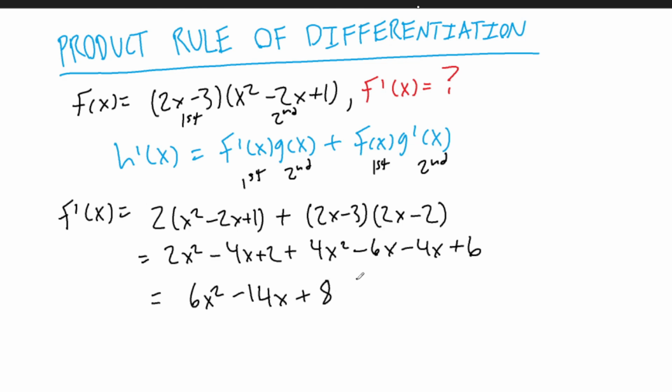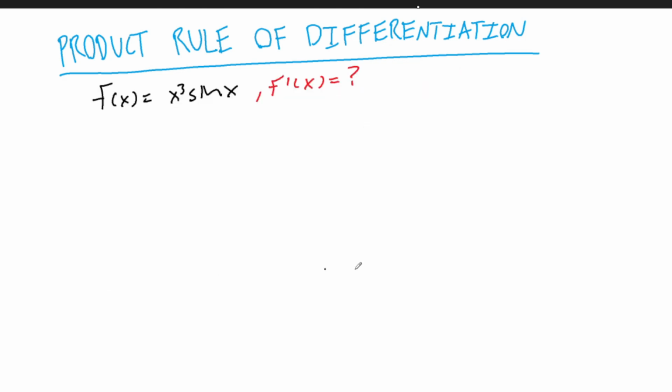So this is our final answer. We can say that f prime of x is equal to 6x squared minus 14x plus 8 by the product rule. Let's try another example. Here we're asked to find the derivative of x cubed times sine x. Because we're multiplying, we're going to use the product rule again.